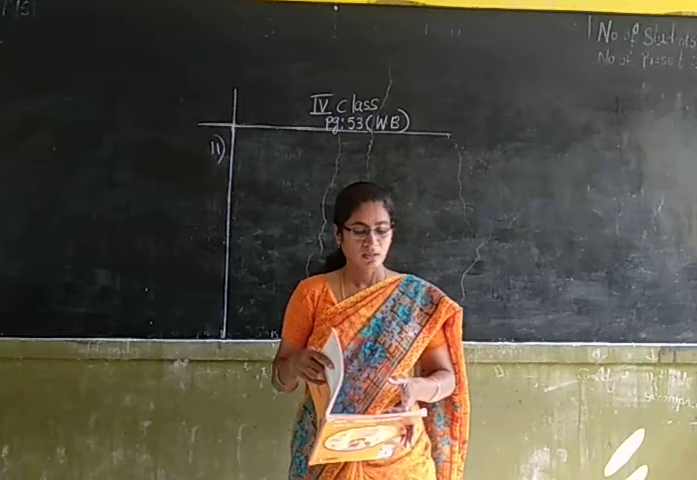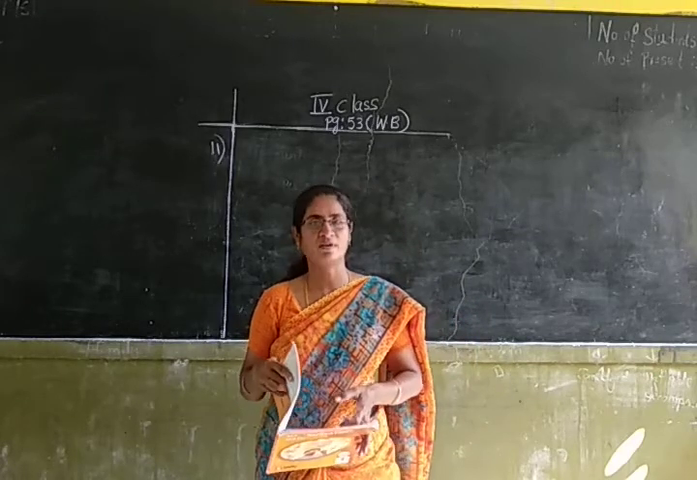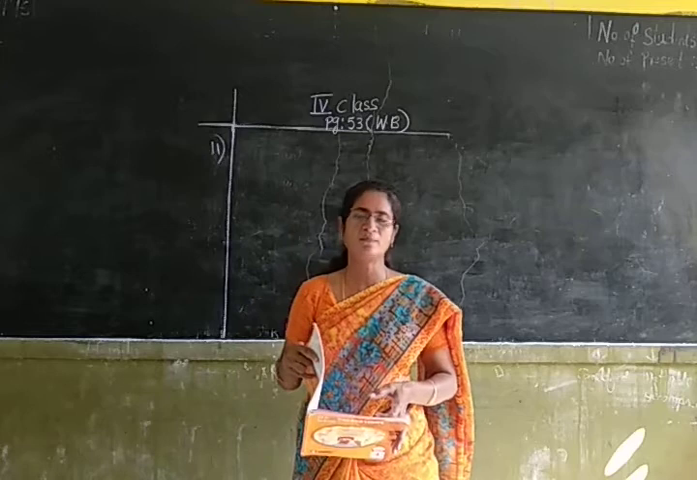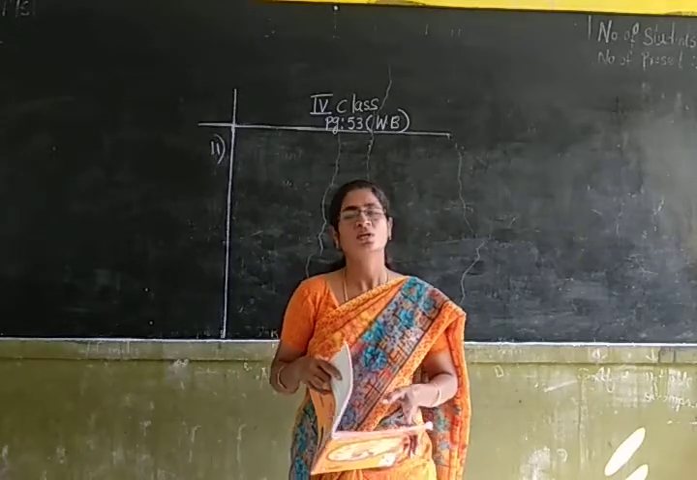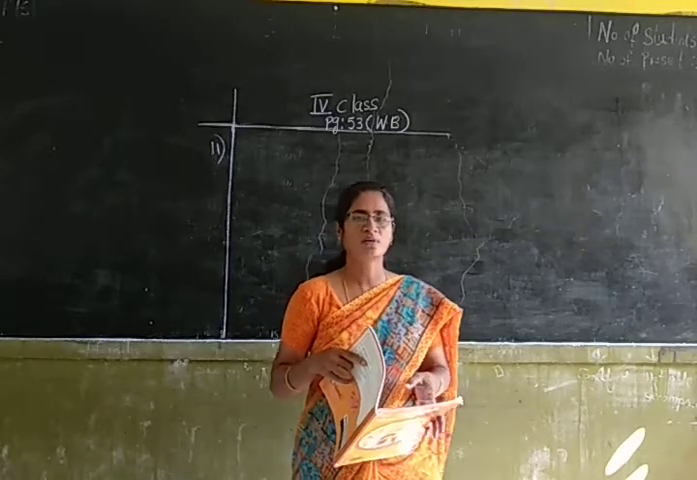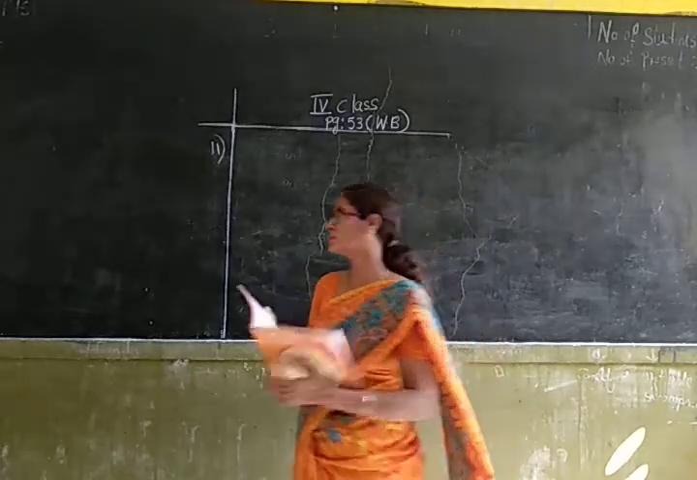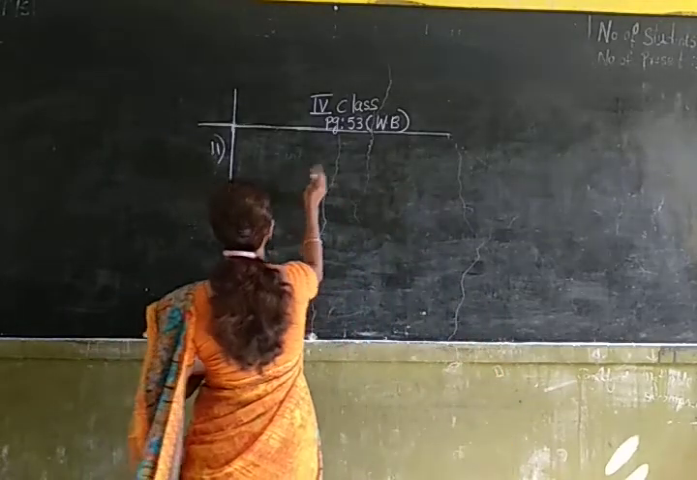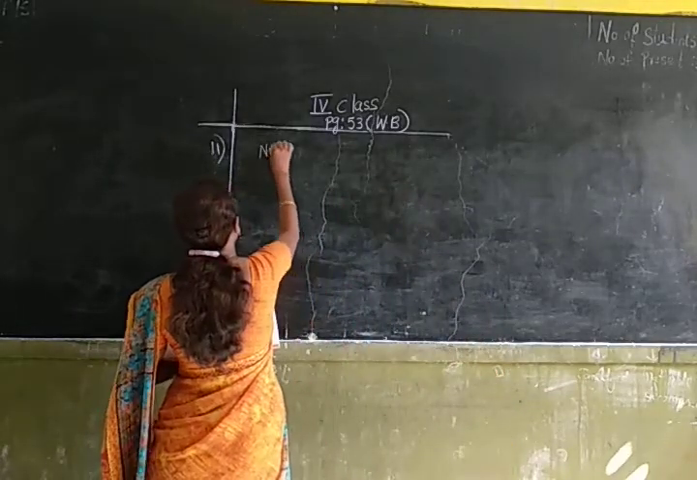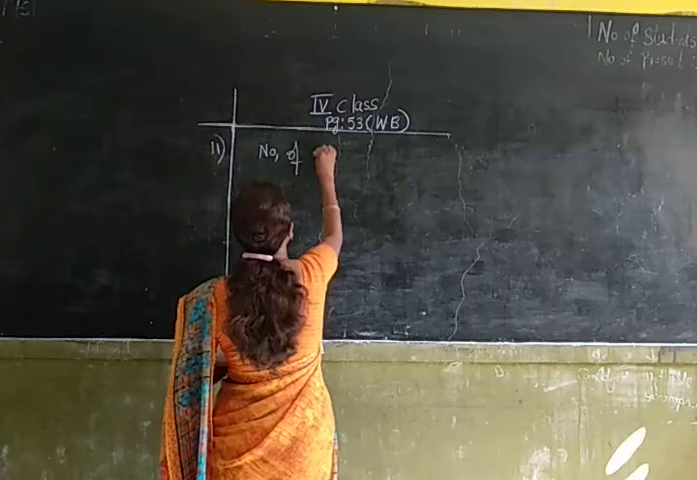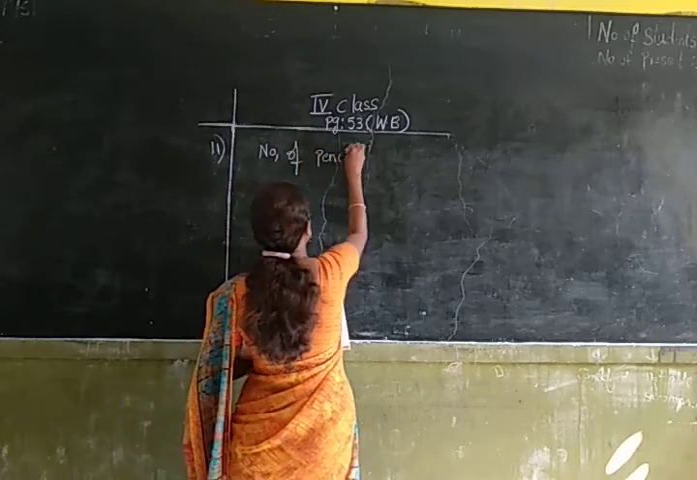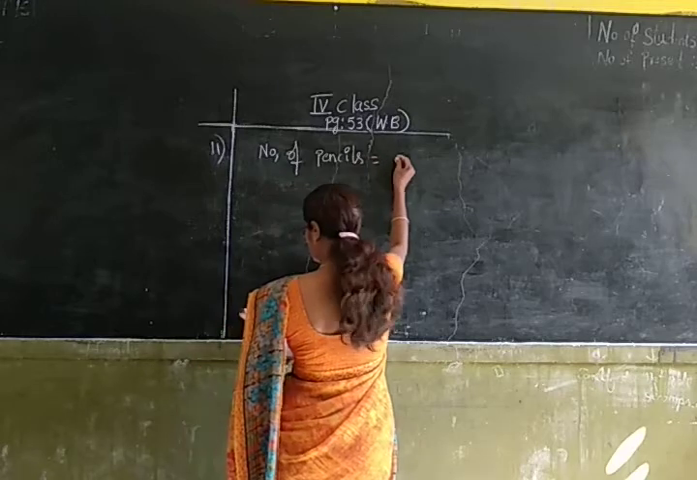There are 39,375 pencils, and if you want to keep 35 pencils in each box, you have to find out how many boxes are required. So let us do the sum. Okay children? Number of pencils. How many pencils are there?